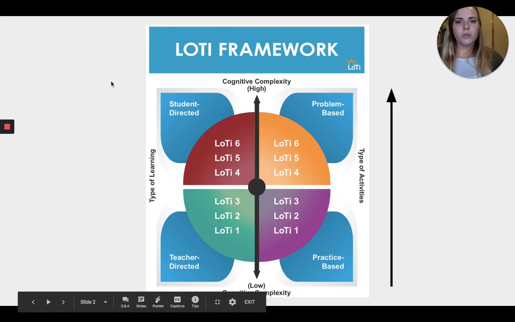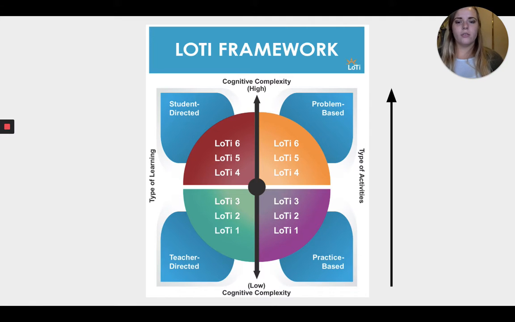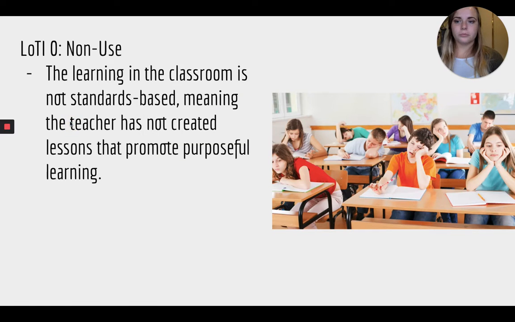So this is the LoTI framework, just kind of the overlay of what it looks like. I like to think of it as a ladder that has rungs and you're kind of walking up those rungs. So the goal here is to reach LoTI level 6, which we're going to talk about a little bit more.